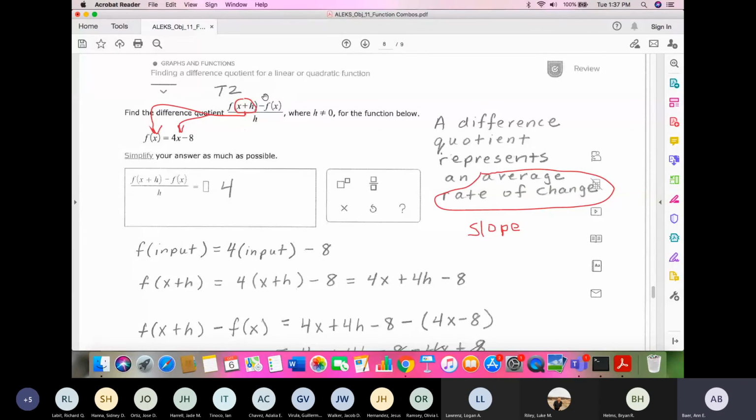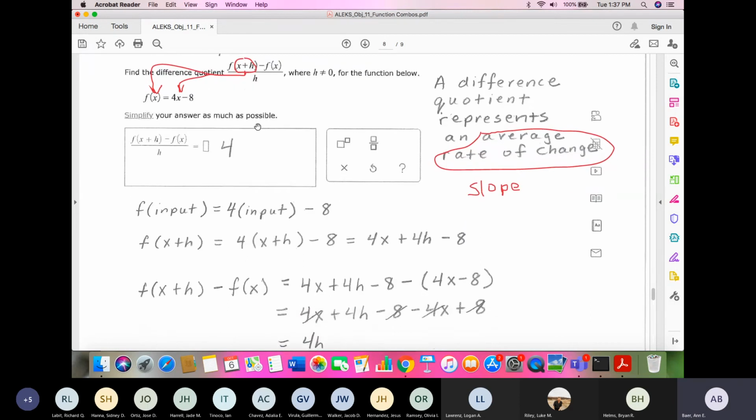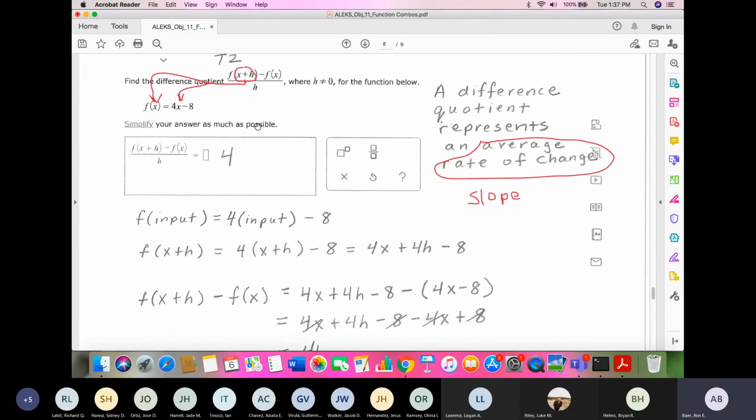There's really 3 parts to that process. There's finding f of x plus h. In other words, finding the y value of the f function when the input is x plus h. Then after we get done with that, we can then subtract off f of x. Well, we know what f of x is. It's just 4x minus 8. And then after we get done with that, we can divide by h. So that's what we're looking at here.